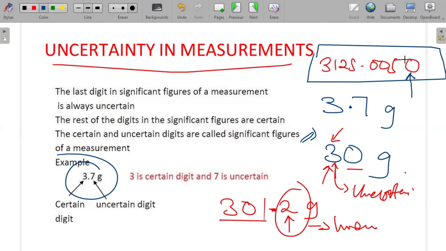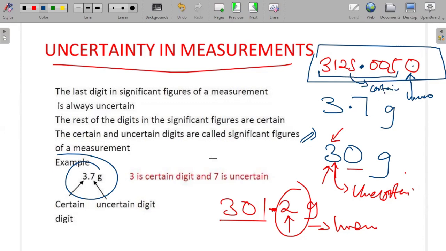In this number, the last significant figure here is 0. This trailing 0 is significant because there's a decimal point there. So all the numbers before this uncertain digit, we are going to call them as what? Certain. So that's the rule there.